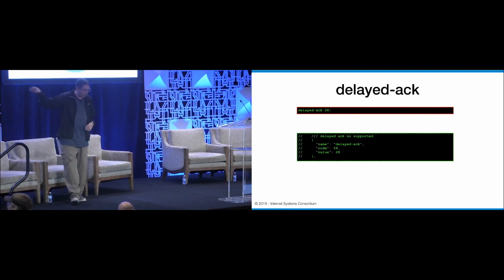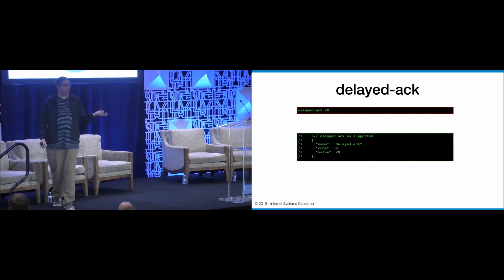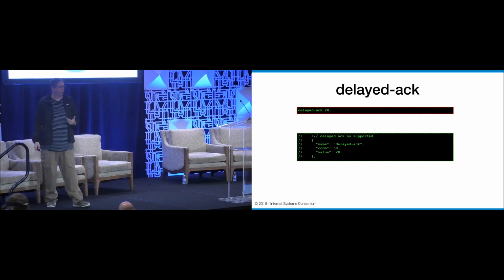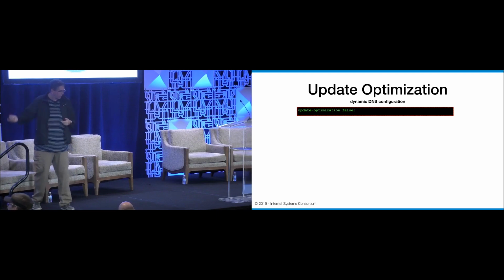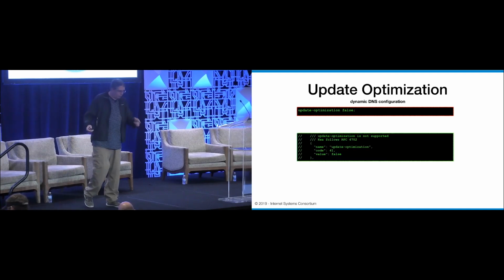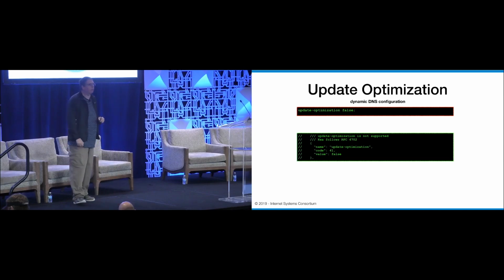Delayed-ack. The delayed-ack option is not supported. Again, you may need this, and if you do, you could open a Git ticket, open an issue. Update optimization false. Update optimization is not supported because we follow RFC 4702. Earlier versions of ISC DHCP used kind of an interim mechanism. Now it's supporting the RFC.